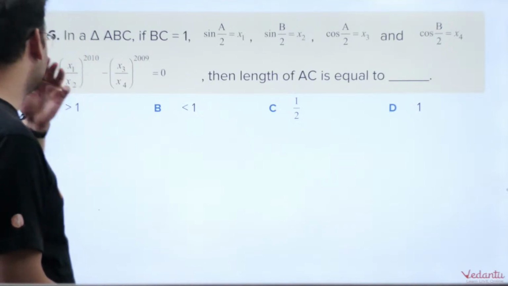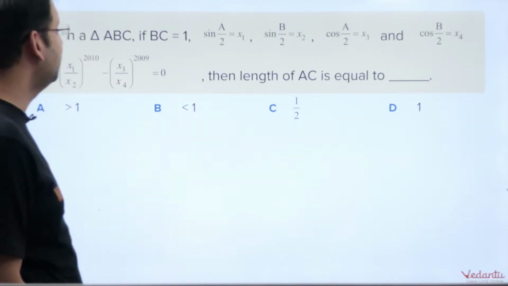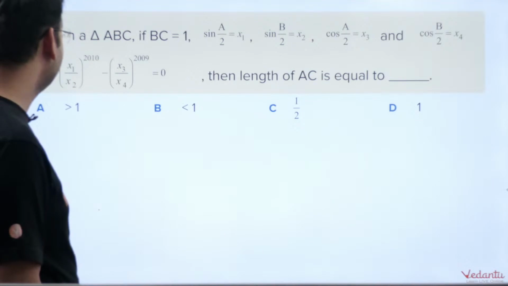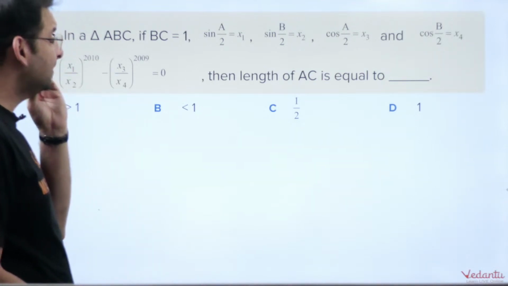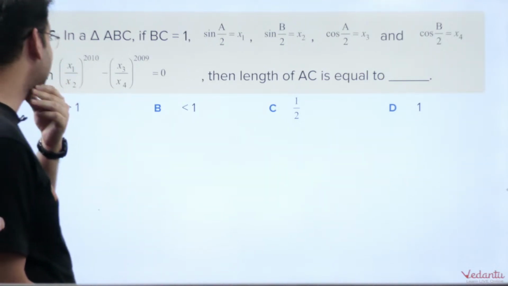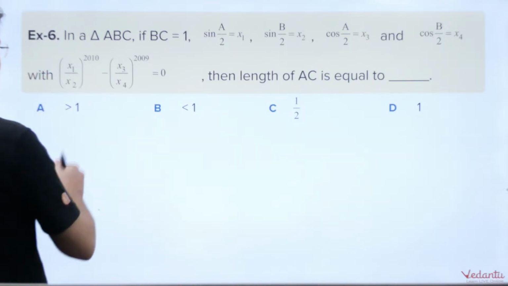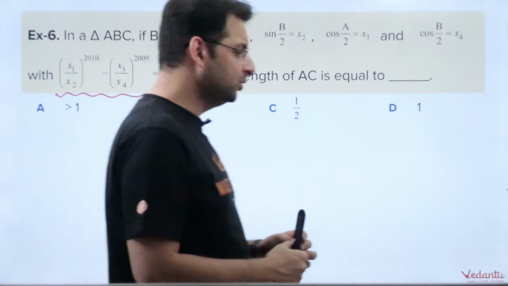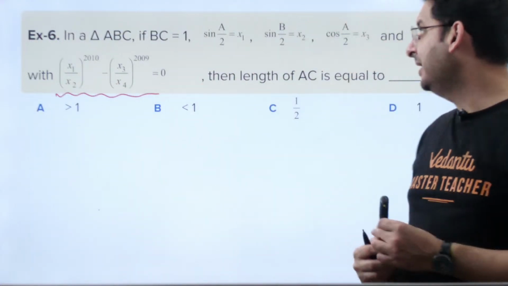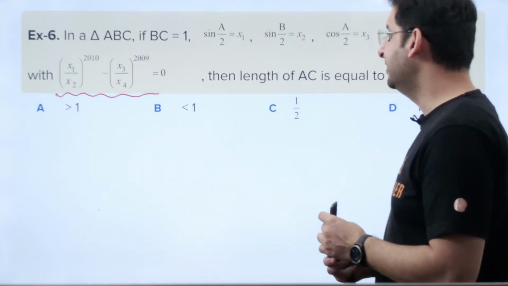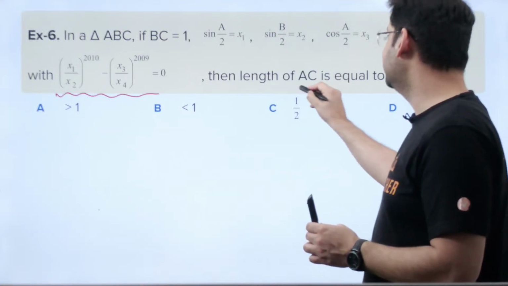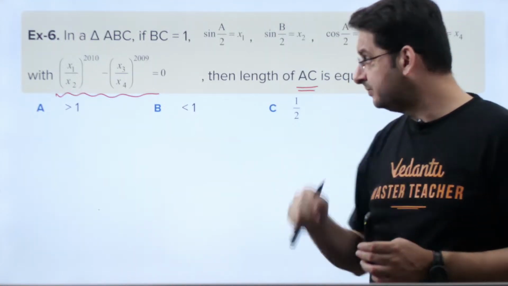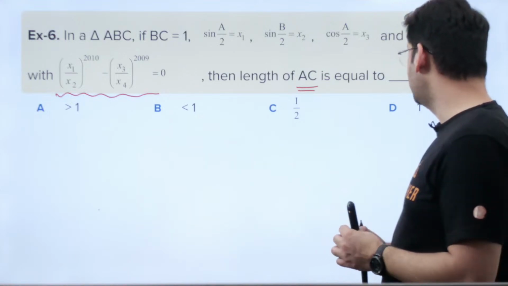Question number 6. In a triangle ABC, BC is equal to 1, sin A by 2 is x1, sin B by 2 is x2, cos A by 2 is x3, cos B by 2 is x4, and some scary looking expression is given to us: (x1 by x2) to the power 2010 minus (x3 by x4) to the power 29 is equal to 0. Then find the length of AC. So this is what we have to find out.